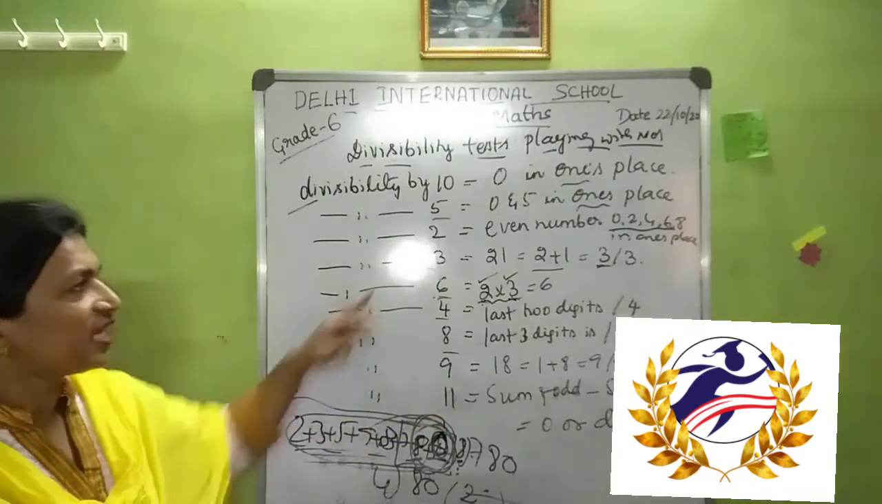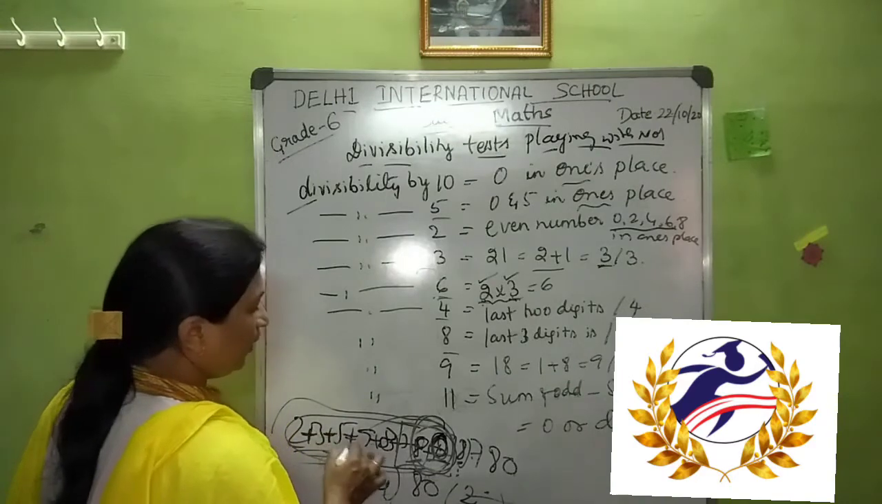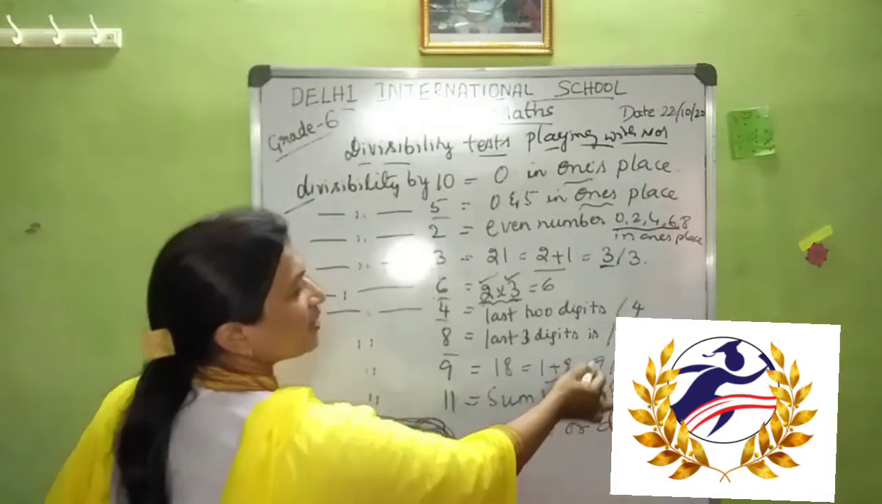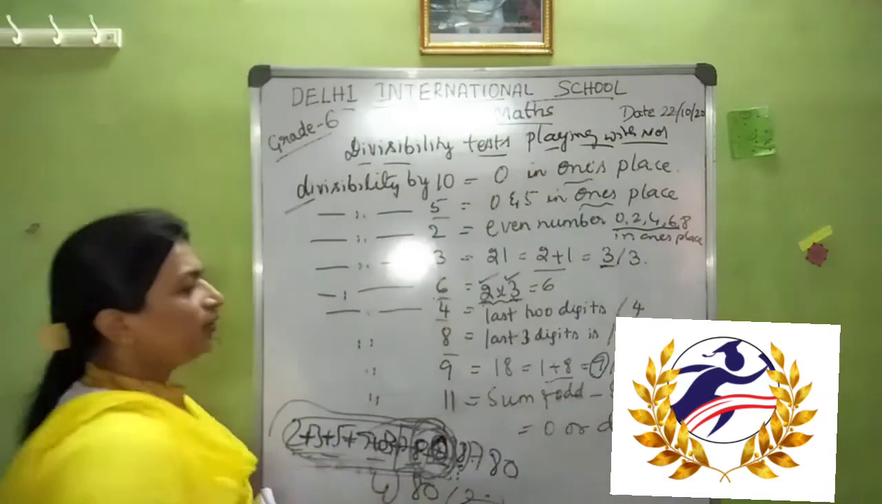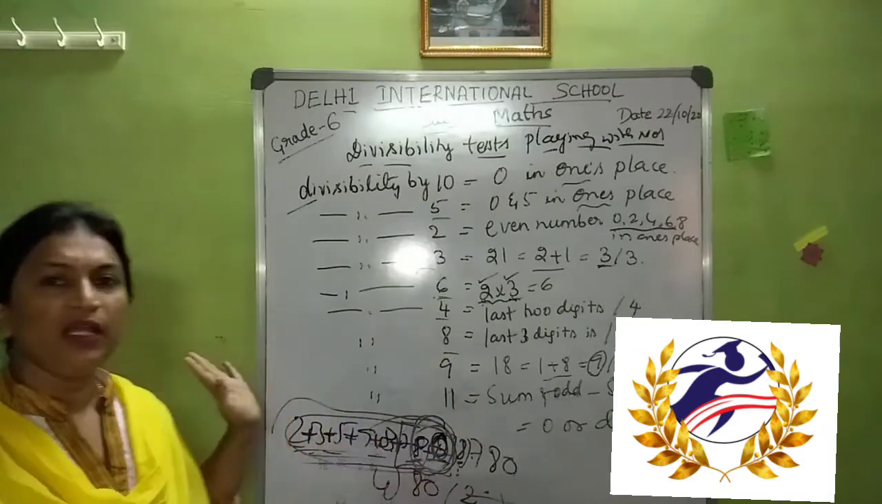In the same way, divisibility by 9 is the same as for 3. We need to take the sum of all the digits, and if that sum is divisible by 9, then the whole number will definitely be divisible by 9.